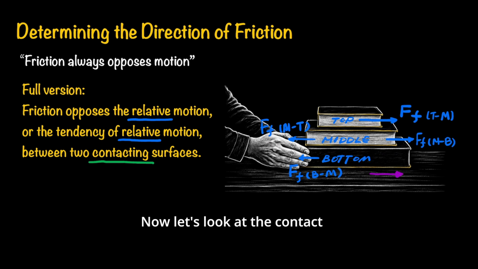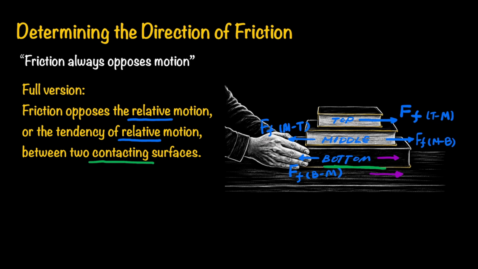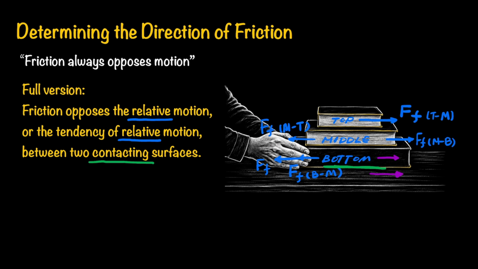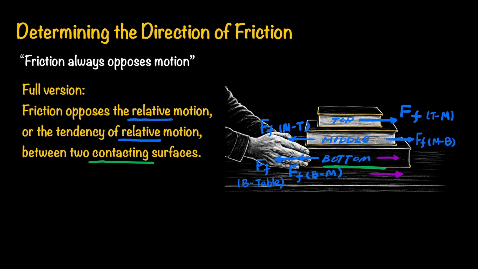Now let's look at the contact between the bottom book and the table. In this case, the bottom book is actually moving forward relative to the table. So the friction force from the table opposes that relative motion. Therefore, the friction force from the table on the bottom book points to the left. So the bottom book has two friction forces, and in this case, they both point to the left.